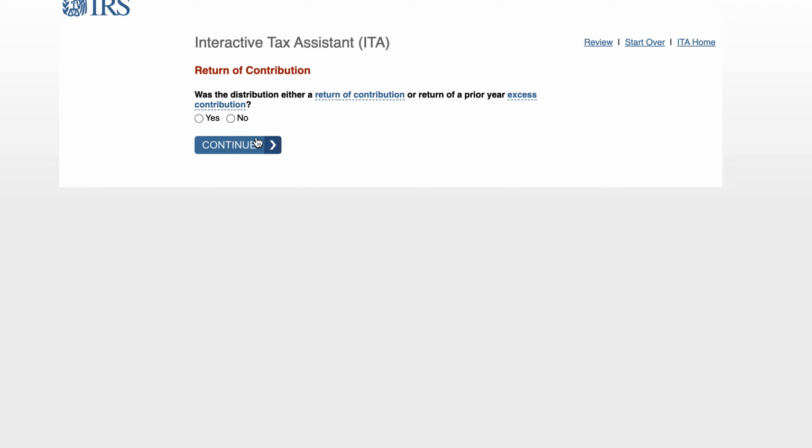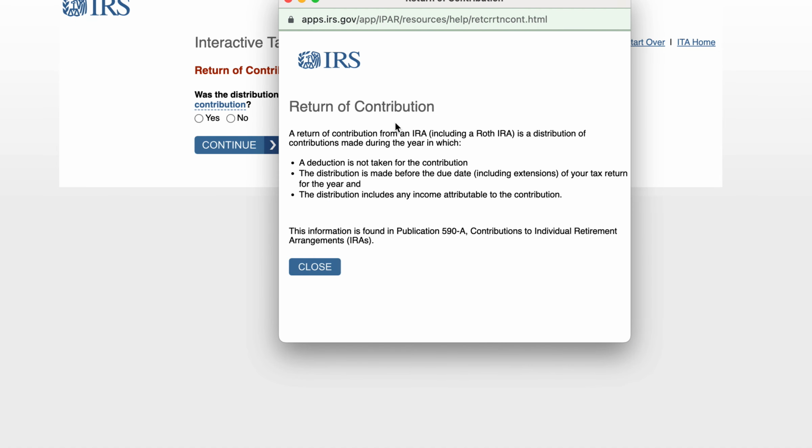As I always like to point out, anything that's highlighted in blue, you can click on it and there will be another pop-up that comes and talks about that specific term. So a return of contribution would be a contribution that you put in and then you took it out. So you're not taking the deduction for the contribution. It's basically a treatment as if the contribution never happened.